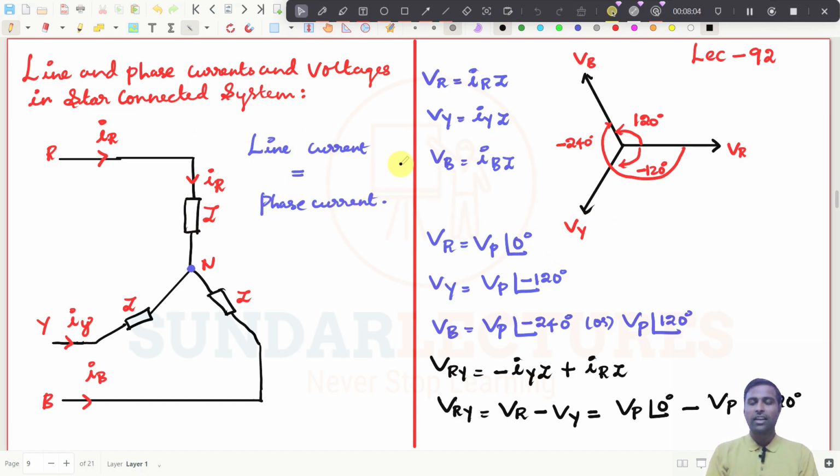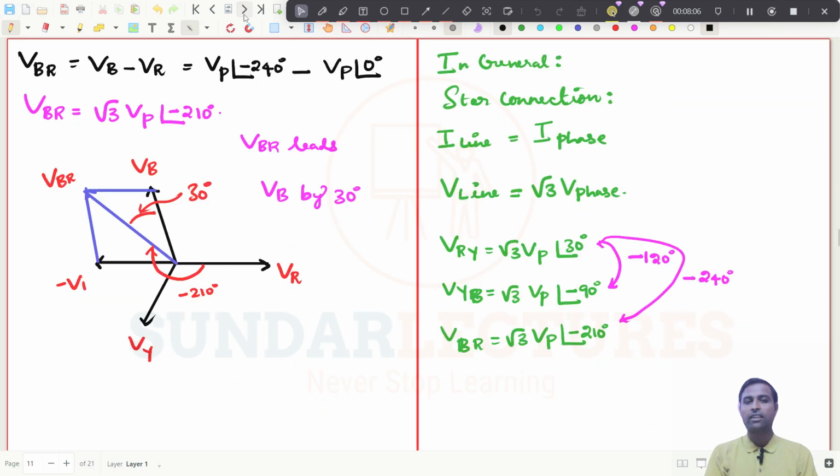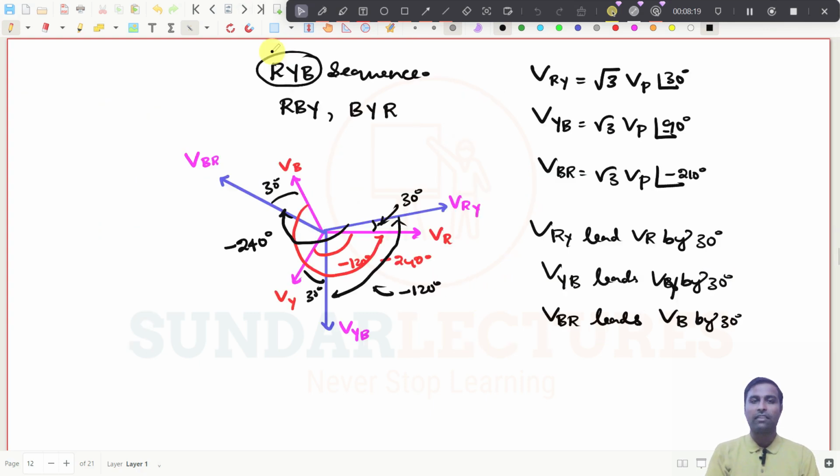And what is the relation between line voltages and phase voltages? That is what I have written here. Line voltage will be root 3 times phase voltage, and for angles, VRY will lead R by 30 degree, VYB leads Y by 30 degree, then VBR leads B by 30 degree. And the angle between everything will be 120 degree, right? So you go through this with all these basics.